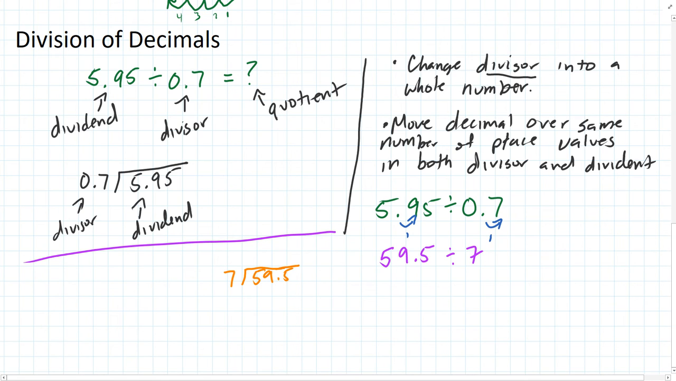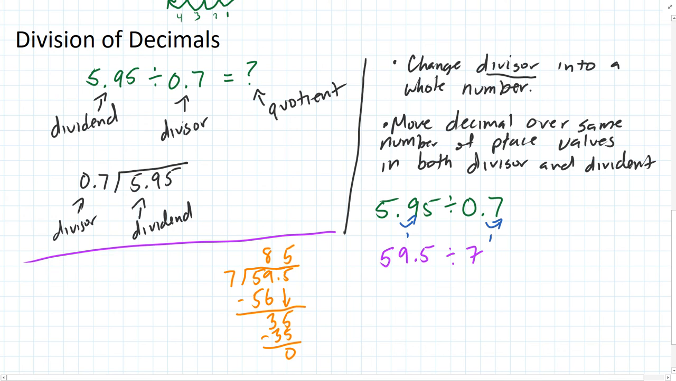Okay, let's see if we have enough room. So 7 does not go into 5. 7 goes into 59 8 times. 8 times 7 is 56. And we're going to subtract. 59 minus 56 is 3. We're going to drop the 5 down. 7 goes into 35 exactly 5 times. We can double check to make sure, and that's going to leave us with nothing remaining.